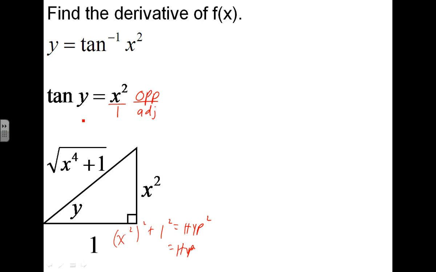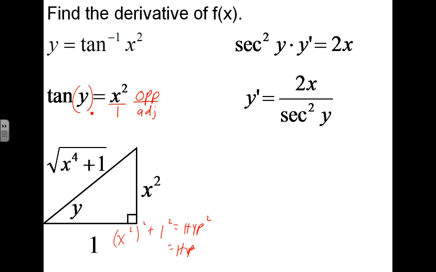So that's the second step. I drew my picture. Third step, what's the derivative of tangent? Well, glad you asked, because I think it's secant squared of y times y prime. Again, you've got to apply the chain rule. The derivative of the outside is going to be secant squared times the derivative of the inside, which is going to be y prime. And the derivative of x squared, of course, is 2x. So, I take y prime, I have to solve for it. That's the fourth step. And then you have 2x over secant squared.